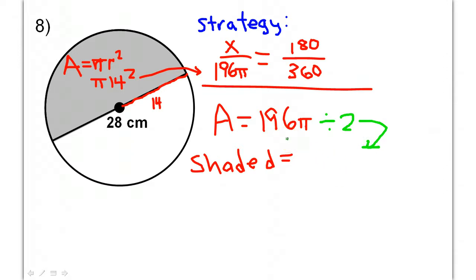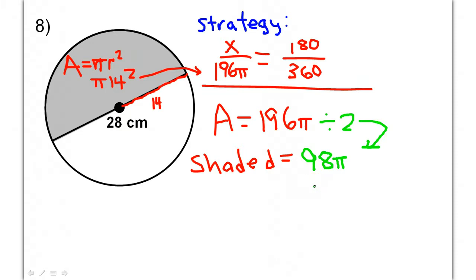Okay, so what's 196 divided by 2? 98. Okay, so that would be a quicker way. So this would just be 98 pi. Which must, well, I didn't calculate it. What would this be as a decimal?